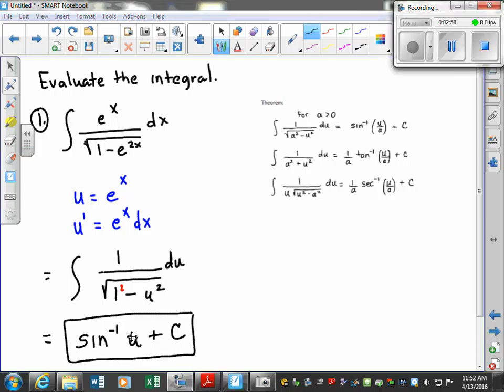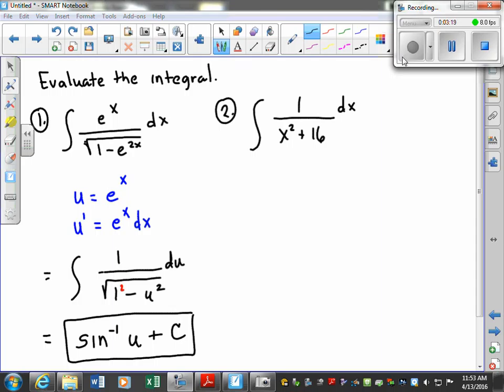Also, we can remember that our formulas are in u representation, so we don't necessarily have to go a step further. If we wanted to, we could replace the u with the e to the x, but we don't have to. Our formulas are given in terms of u, so we'll just stop there.